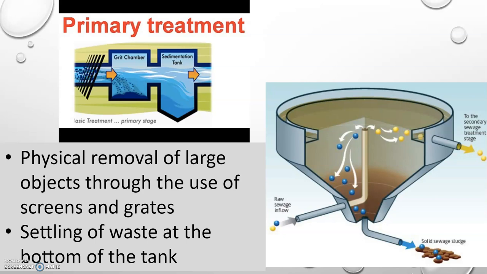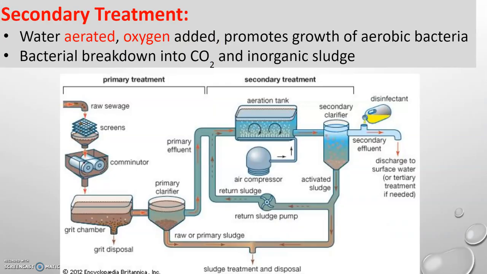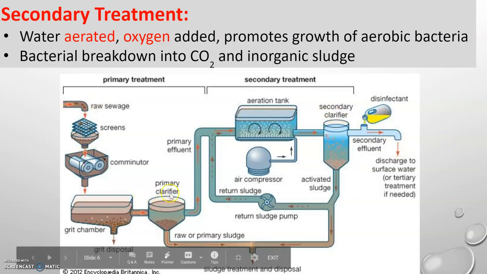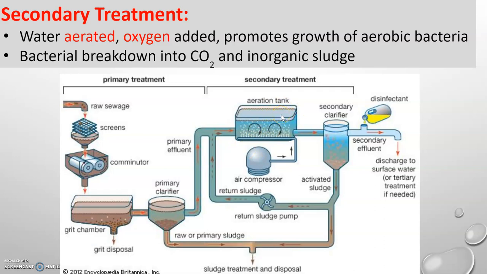The stuff that's left moves on to secondary treatment. Once we've taken out what we can just filter out, we go to the secondary treatment, in which water is aerated and oxygen is added, which promotes the growth of aerobic, which is oxygen-using, bacteria. And then the bacteria break down waste into carbon dioxide and that inorganic sludge.